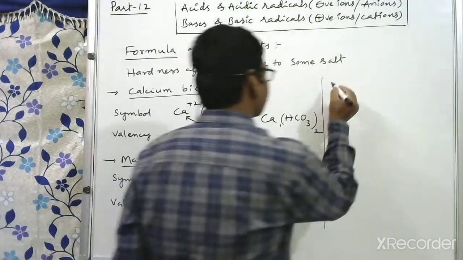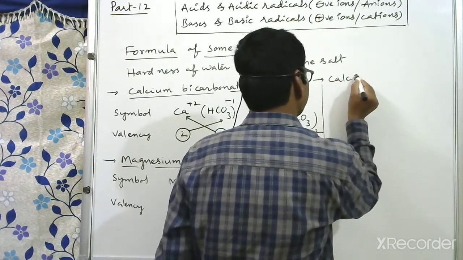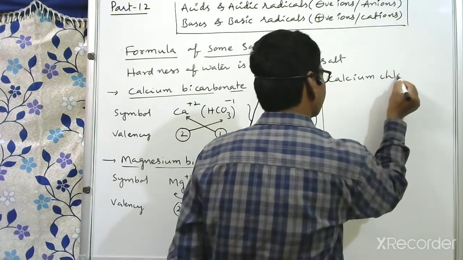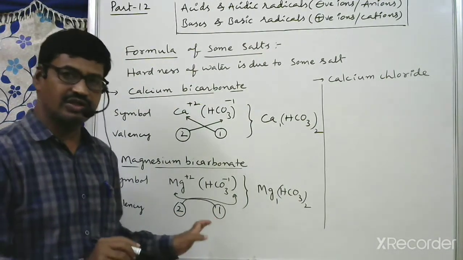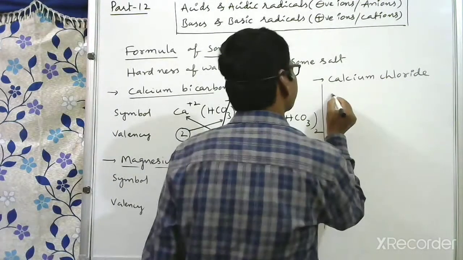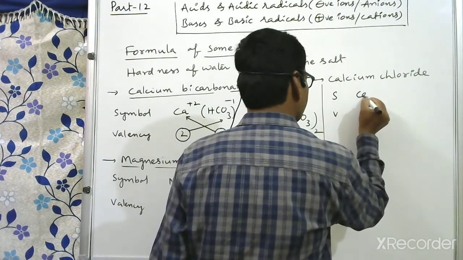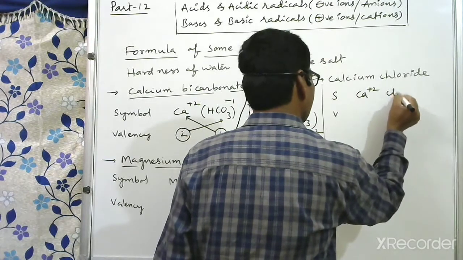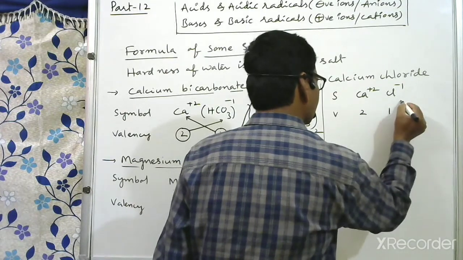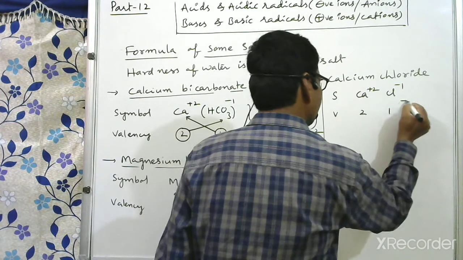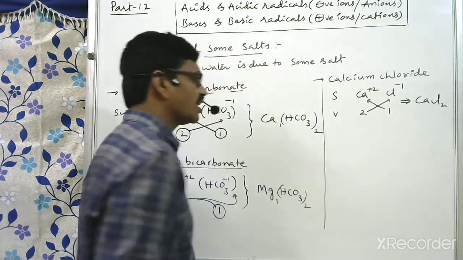Next, calcium chloride. All these salts are present in hard water. Hardness is due to these salts. Calcium chloride: S means symbol, V means valency. Here calcium symbol Ca plus 2, chloride Cl minus 1. Valency here 2, here valency 1. So what is the formula by crisscrossing? This 1 here, 2 here. CaCl2. This is the formula of calcium chloride.